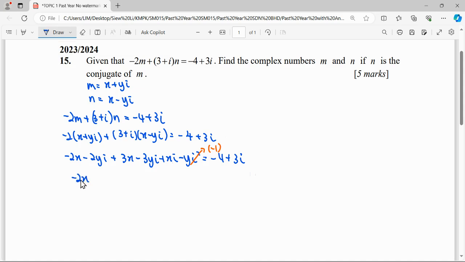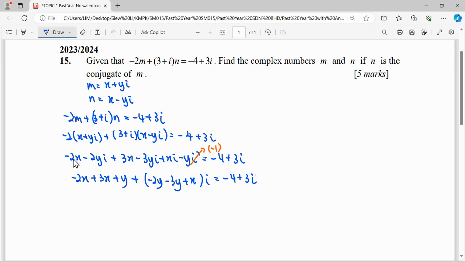Then we rearrange our real part, which starts with negative 2x plus 3x, and then this one, negative y times negative 1, plus y. So this is our real part. Then we collect our imaginary part so that we can compare this to negative 4 plus 3i. So for the imaginary part, it will be negative 2i, then negative 3yi, then plus xi. So for the i, we take it out together and put in a bracket.